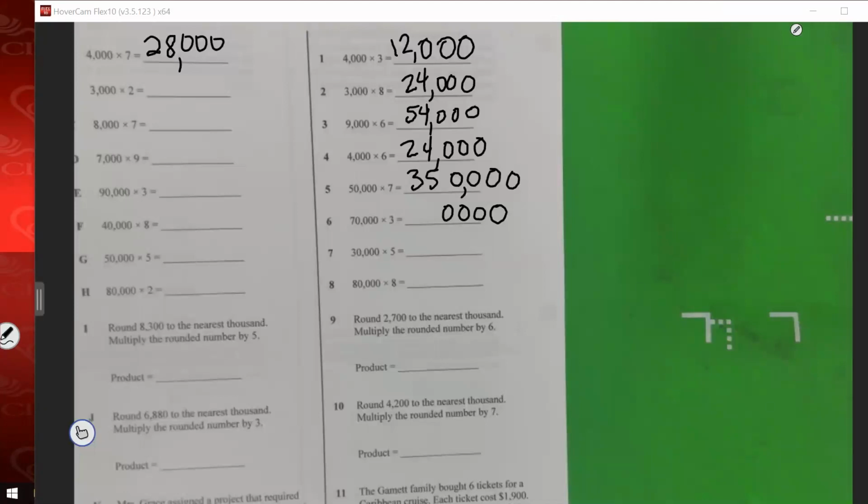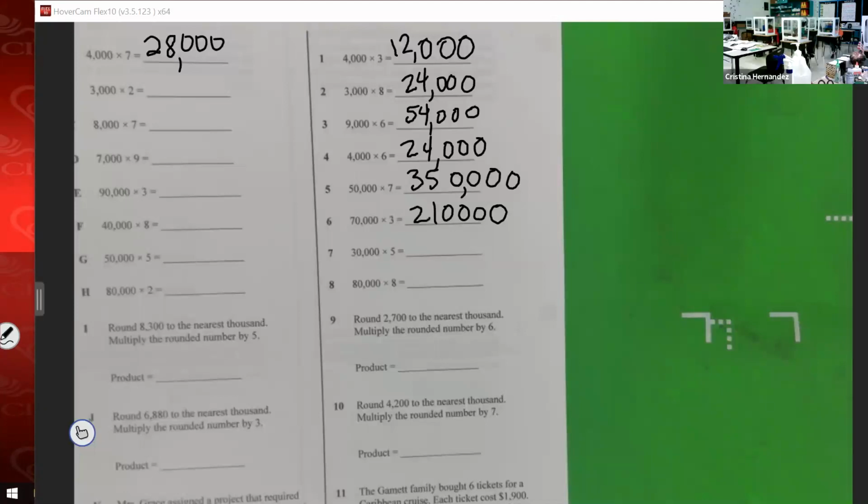A pointer for y'all. Some of y'all are getting confused as to where to put the comma. It's every 3 numbers. You need to start at the right. So 1, 2, 3, and your comma would go there. Just a tip. Every 3 numbers starting from the right.